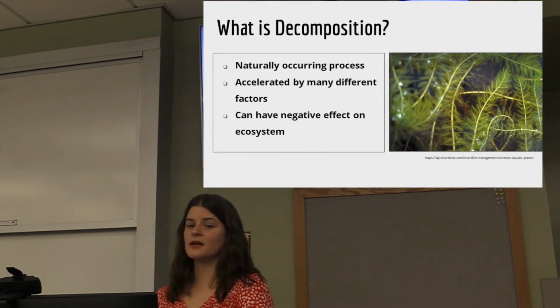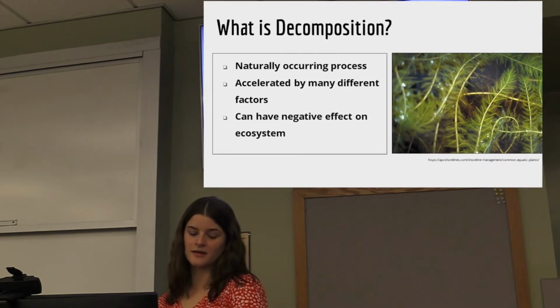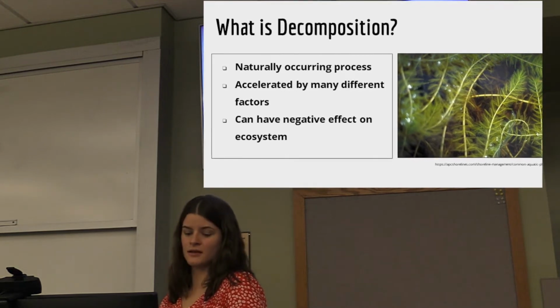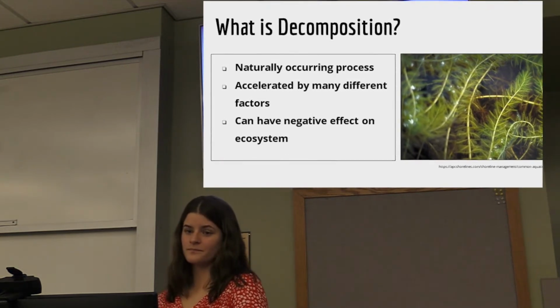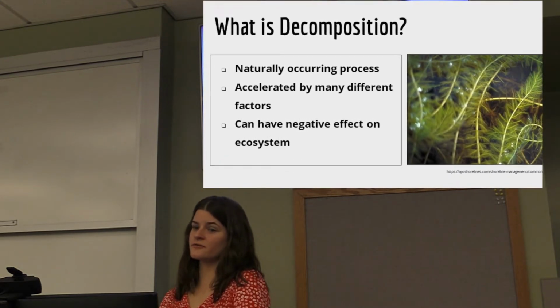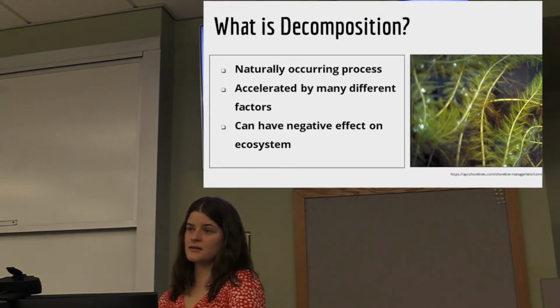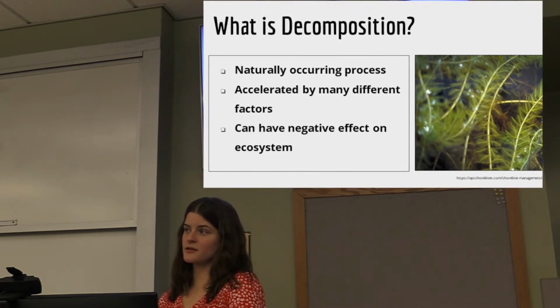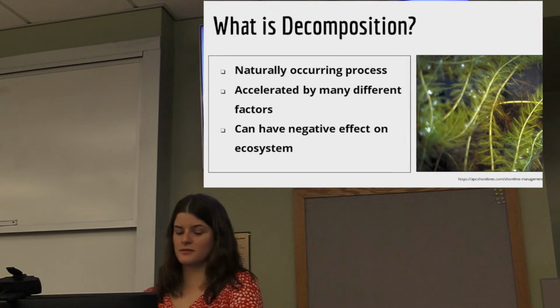And this can be accelerated by many different factors that include nutrients in the water, the abundance of species in a given area, and the weather. So if it's cloudy out, photosynthesis cannot occur as frequently, which will lessen the dissolved oxygen in the water. And if too much decomposition occurs, it can have a negative effect on the ecosystem.